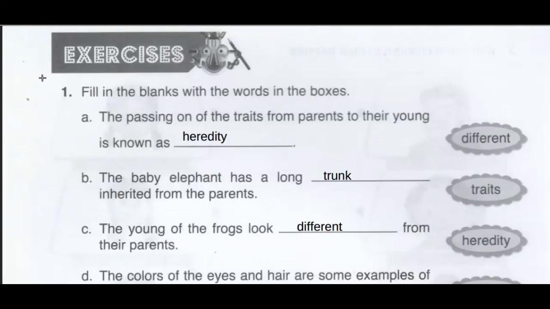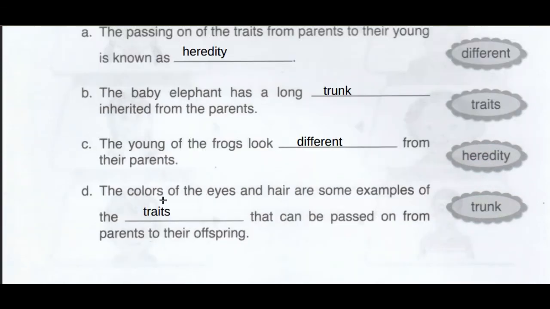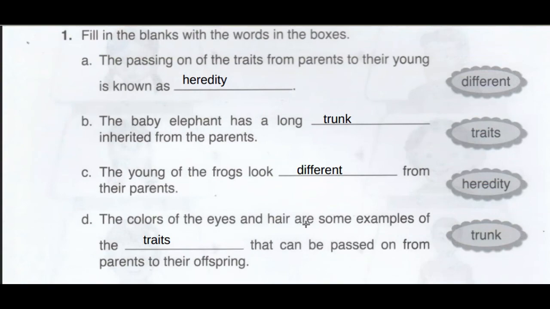So here was our exercise. Here are the correct answers from the exercise. Here we have heredity in the trunk, different traits. Check this in your books. If wrong, correct it please.